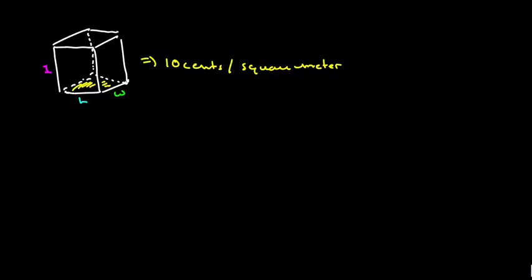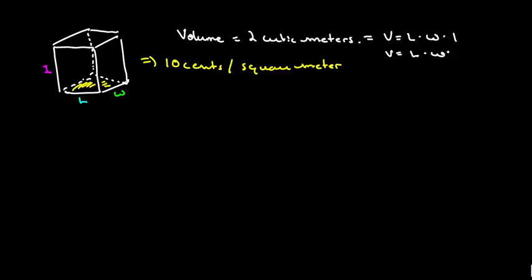We also know another piece of information. We know that the volume has to be a total of 2 cubic meters, meaning that the volume is the length times the width multiplied by the height. So here our volume can just be length times width. It's still going to be in cubic meters because this was a meter.